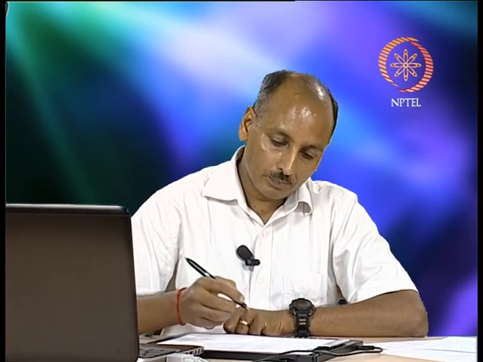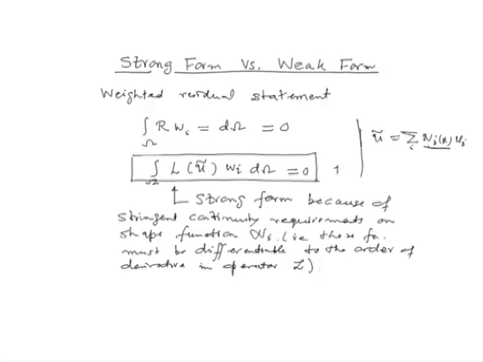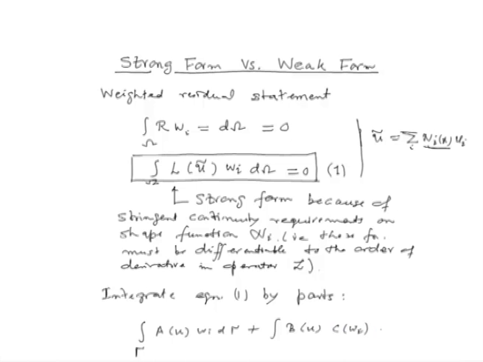So, what we can do, for relaxing those continuity requirements, is integrate our strong form by parts. So, let us term this equation as 1. So, integrate equation 1 by parts, and that integration process will now lead to a different set of operators. Okay. So, maybe we get some surface integrals, plus B u C w i d omega.